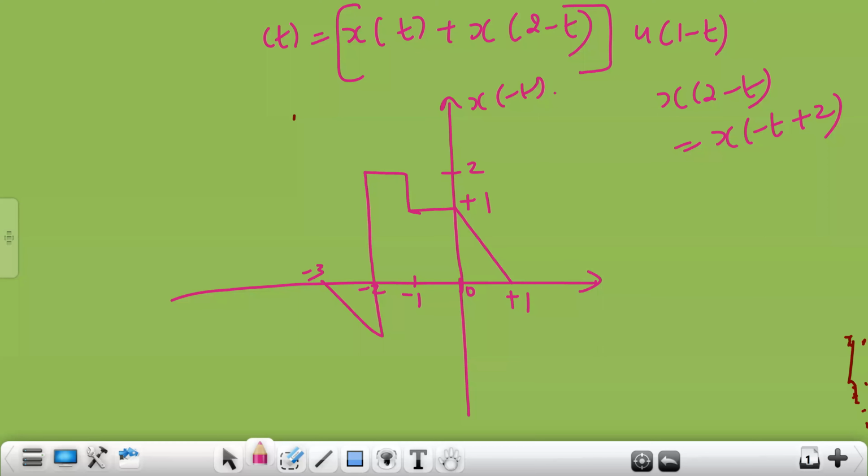Minus t plus 2, according to our rule, we need to shift the time reversal signal towards the right by 2 units. So shift.